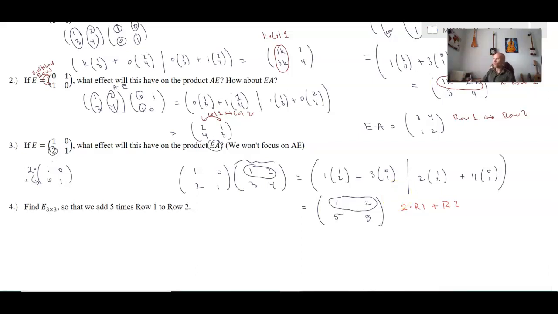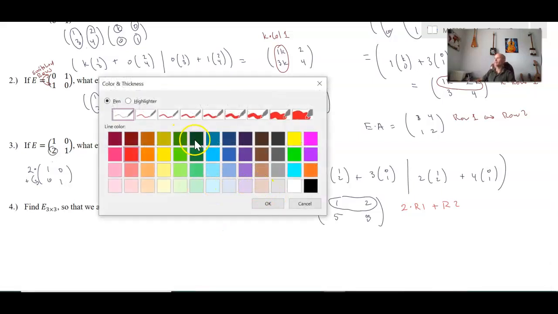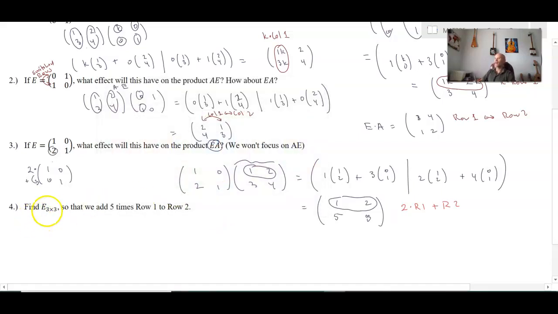Now, let's see if we can apply these principles. Let's say that what we want to do is find the 3 by 3 elementary matrix so that we add 5 times row 1 to row 2. So here's how we start. Since we now know that E times A, where E is an elementary matrix, one of the 3, will transfer that operation onto A, what I'm going to start with is I3, the identity matrix that is 3 by 3. It's going to look like this.